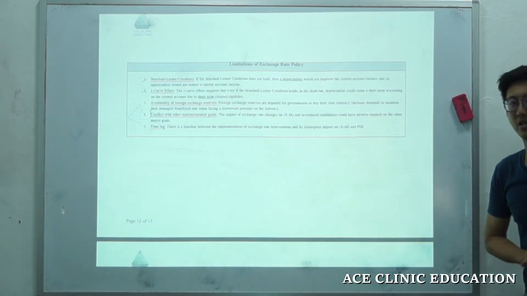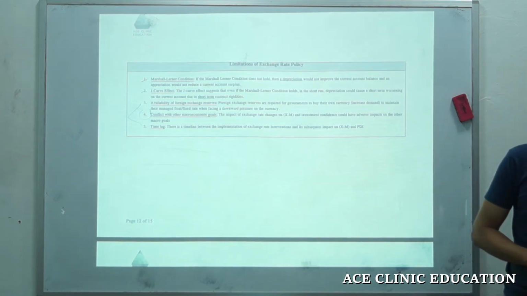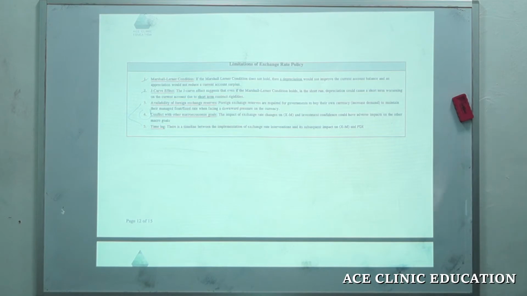If the Marshall-Lerner condition does not hold, AD will not behave in a way that you expect it to. You will depreciate and it won't rise. You will depreciate and your current account will get worse instead of getting better. Okay, so the first biggest limitation is that you need your Marshall-Lerner condition to hold.